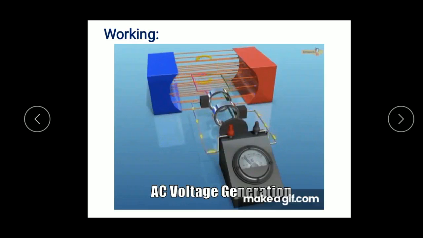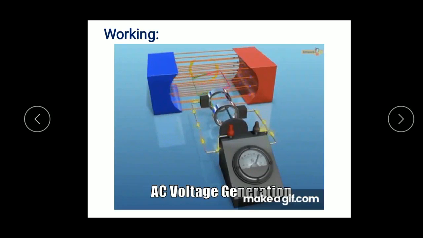Now let us discuss the working of AC generator, how it works. That means, when the coil is rotated in a uniform magnetic field, an EMF is induced in it. Now let us see about its working. When the coil rotates in a uniform magnetic field, the magnetic flux linked with the coil changes. As a result, an EMF is induced in the coil. This EMF induces the current in the coil, and the current is passed on to the external circuit by means of slip rings and brushes.